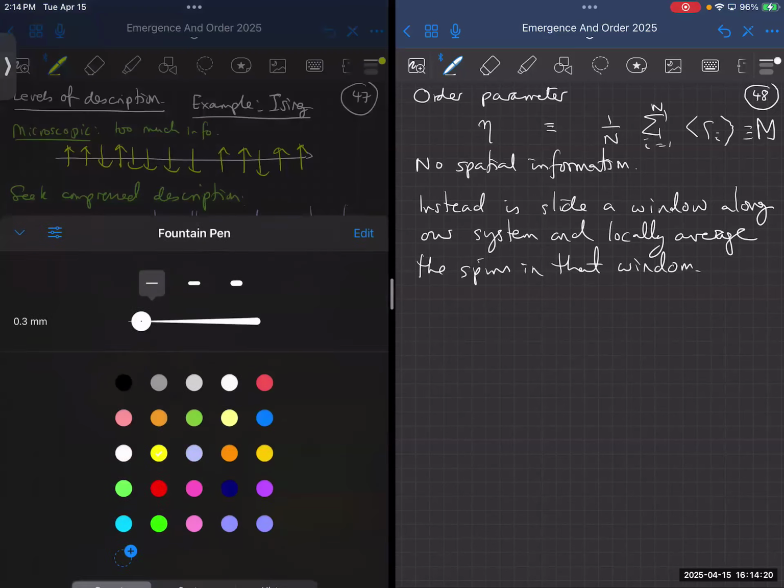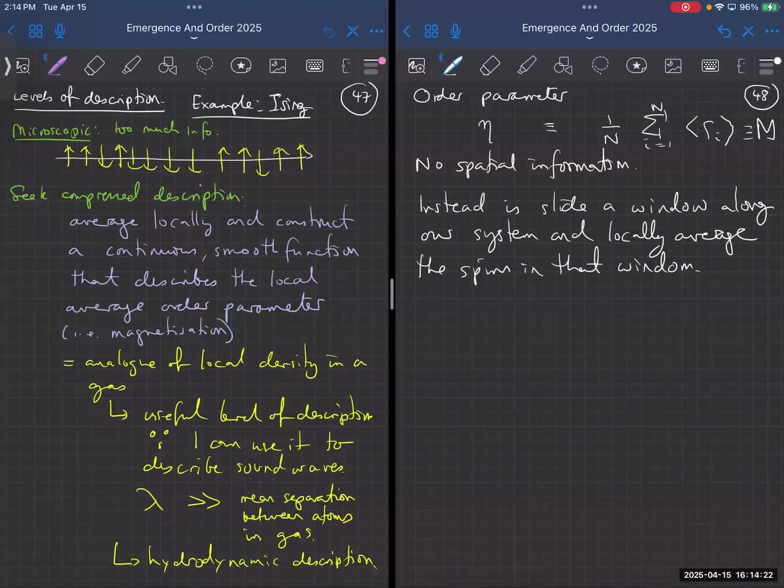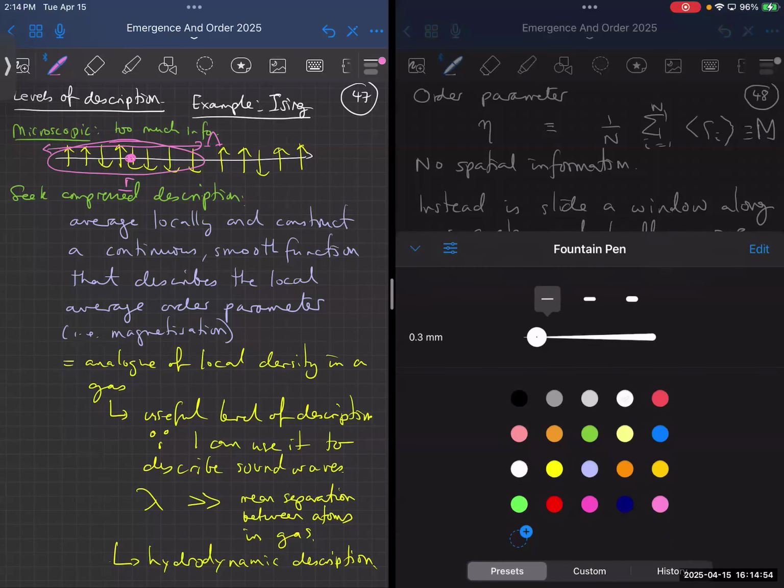So over here on the left-hand side, I'm going to draw such a window. So there is my window like that. I'm going to imagine that this thing has its center of mass at the position R. And then I'm going to say, well, this thing has a size, which I'm going to call capital lambda. And I'm going to ask what happens if I compute the magnetization inside that sliding window.